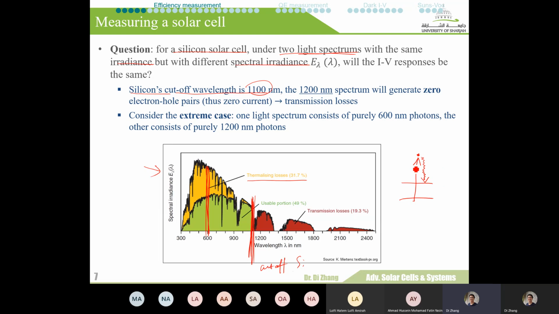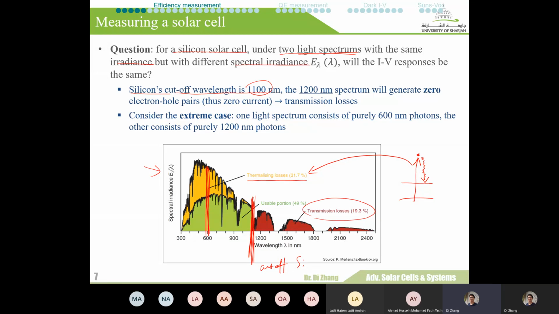Okay, so in this way, that part of energy losses will be the thermalization losses. The problem is that if you have a different spectrum irradiance, you are going to end up with different thermalization losses. And also, if the spectrum irradiance is different in the long wavelength region, you may also have different transmission losses.